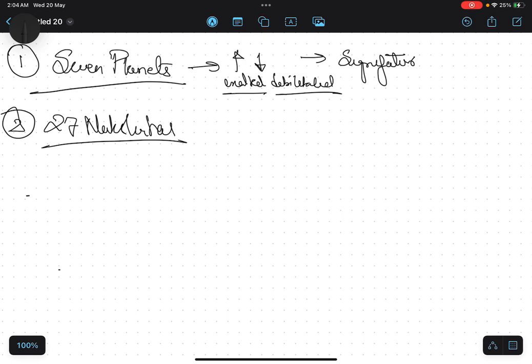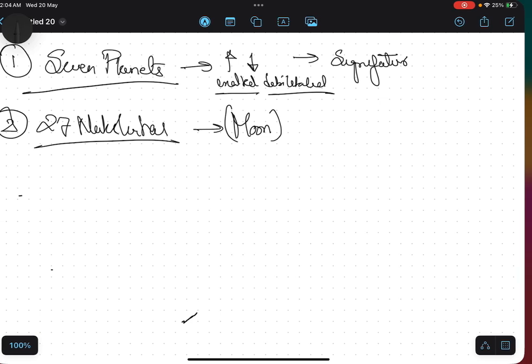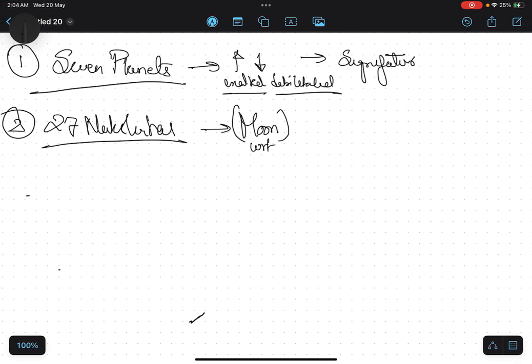Okay, so the 27 nakshatras. In general, every planet sits in a nakshatra at any given point of time, but we do the analysis of this nakshatra thing with respect to the moon. Okay, this is with respect to the moon. Simple. Let's keep it simple.